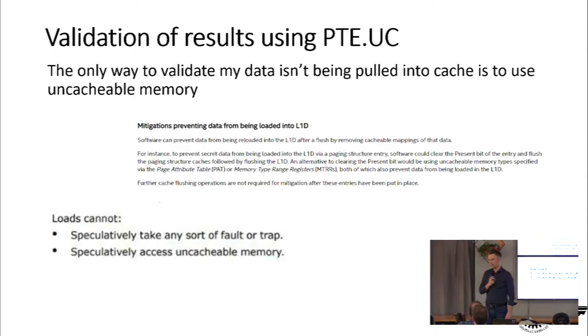So I decided, okay, CLFLUSH is not working for me, so what do I do? Well, marking the memory as uncacheable is obviously going to be the solution, because that's the only way to make sure that it's never in your cache. And actually, Intel mentions on their website that there's a mitigation: if you're able, you can store sensitive information in uncacheable memory, since it's not going to be in the cache.